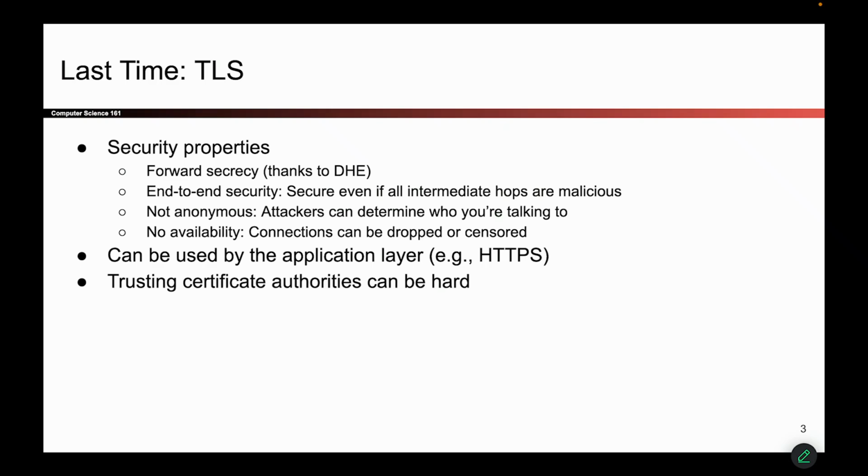However, we have to be careful. End-to-end security doesn't stop you if you're talking to an attacker. And TLS doesn't give us anonymity. Attackers can read the IP header to see who we're talking to. And there's no availability because they can mess with the underlying TCP connection. Then we said that TLS is used by layer 7 protocols like HTTPS. And finally, we said that trusting a third-party certificate authority is hard and relies on real-world human trust as opposed to cryptographic math trust. So that's it for last time.